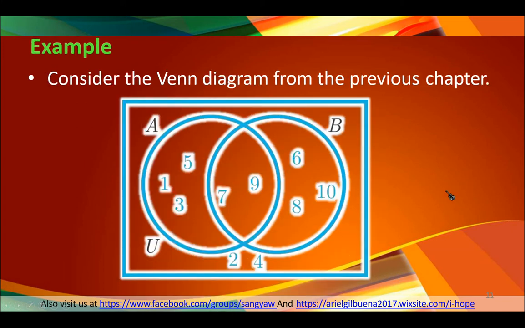Consider, ito mga examples para higit natin maintindihan. Consider the Venn diagram from the previous slides. Meron tayo ulit na set A, 1, 3, 5, 7, 9. Set B, meron tayong 6, 7, 8, 9, 10. At meron tayong 2 and 4 sa labas.